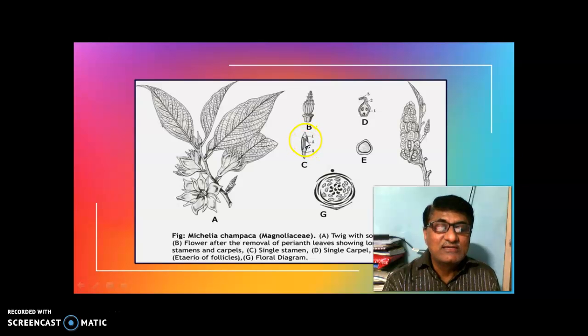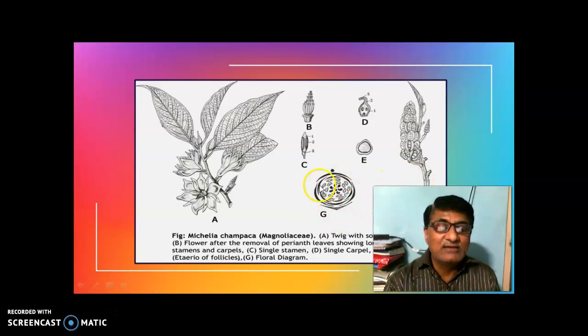This is a single stamen showing short filament and bilobed anther. The anther shows longitudinal dehiscence and the connective comes up at the top of the anther lobes. This is a single gynoecium with a swollen ovary, bent short style and small stigma. So each carpel gets fertilized and converted into a fruitlet. So the fruit is an etaerio of follicles.